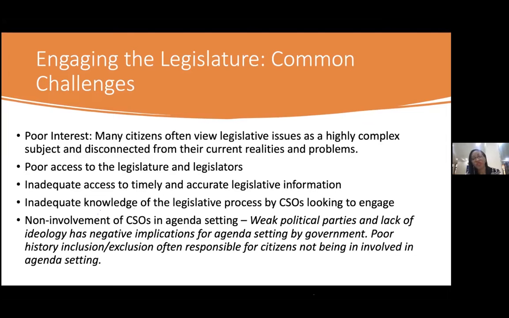Then there's also the issue of non-involvement of society in agenda setting. I think this goes beyond the National Assembly, because political parties are supposed to be responsible for agenda setting. But in a country like ours, where we have weak political parties and parties have a lack of ideology, it has negative implications for agenda setting by government. Because when people go into power or into politics without a list of priorities or important issues they want to tackle, they are unable to engage once they get in there, because they don't have any concrete issues to engage on. So this is one of the challenges to engagement.